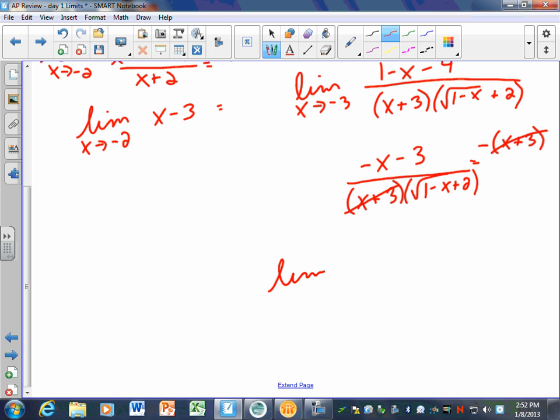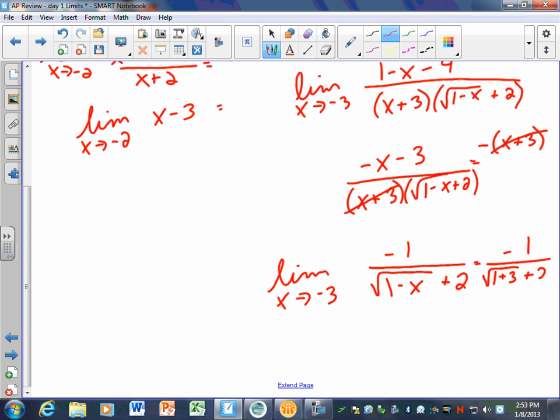And I would have the limit as x approaches negative 3. On the top, I would just have negative 1 over the square root of 1 minus x plus 2. And so if you see a square root in the top, especially with addition, subtraction, and you don't see another way of getting that, this is a technique that shows up. Now I can do this direct substitution and get 1 minus negative 3, or the square root of 4 would be 2 plus 2. That would be a value of negative 1/4.